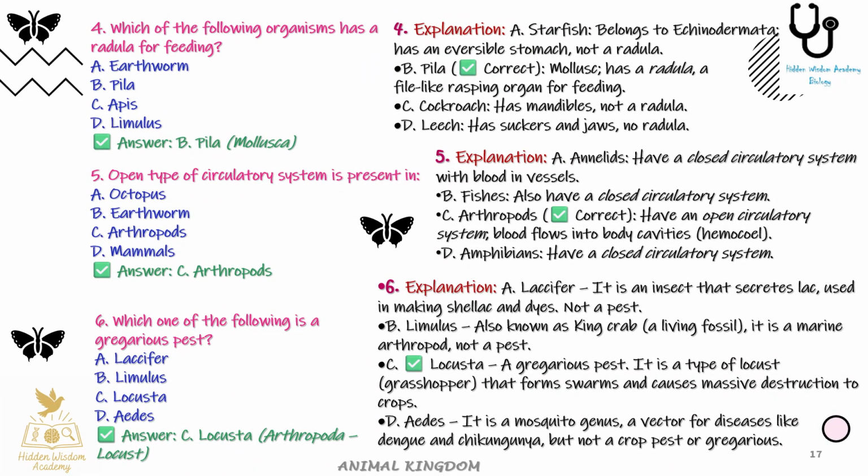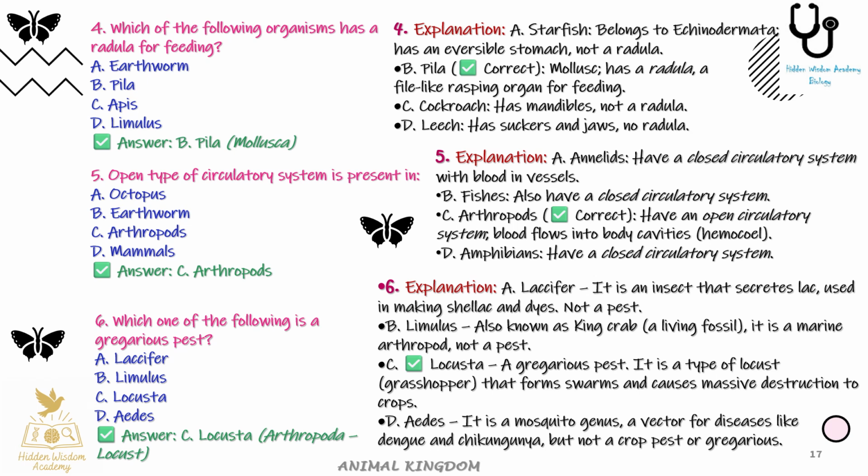Let's move to next question 4. Which of the following organisms has a radula for feeding? Option A, earthworm. Option B, Pila. Option C, Apis. Option D, Limulus.